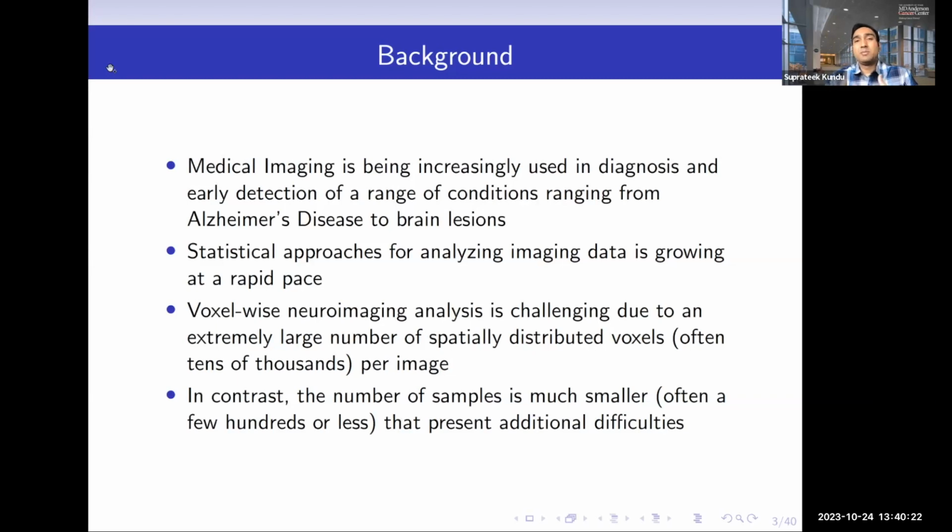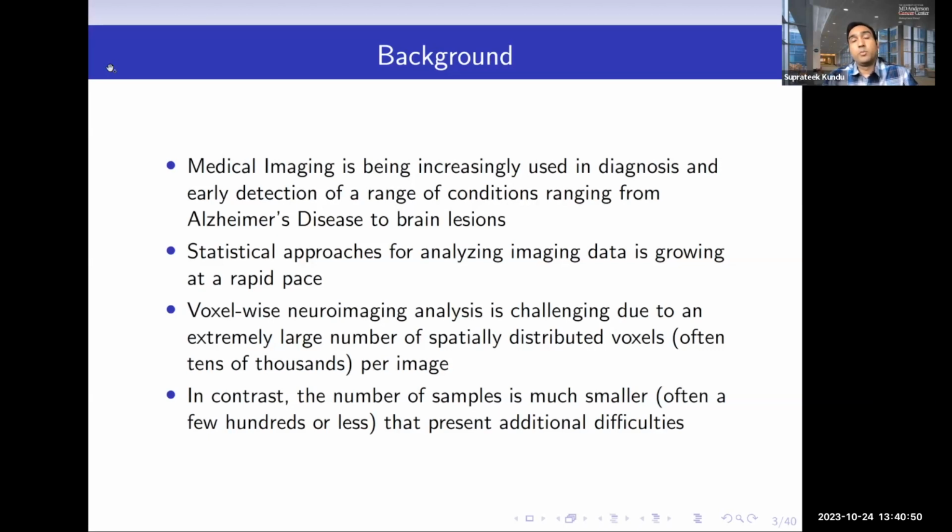But this immediately presents challenges because, as you are well aware, each image can contain hundreds of thousands of voxels. So this is really not a trivial problem. On top of that, these voxels are spatially distributed, so we ideally would like to look at these spatial configurations of the voxels as well. To add to the complexity, the number of samples in neuroimaging studies is typically much smaller than the dimension of the images.